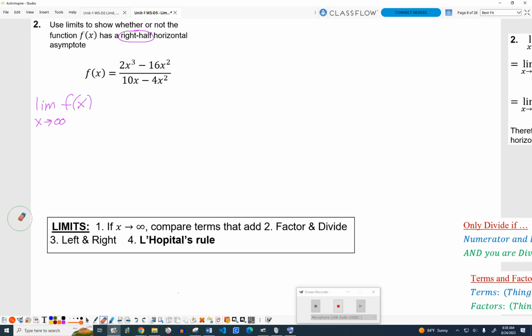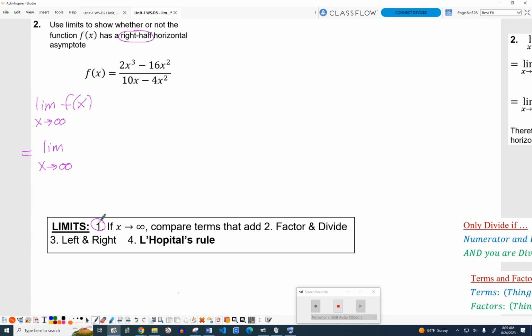Okay, now we put an equal sign. We're still finding the limit as x approaches infinity. We follow our flashcard. Number 1 definitely applies. So we've got to compare terms that add. Just say it as a chorus. How many? I'm probably being way too detailed.